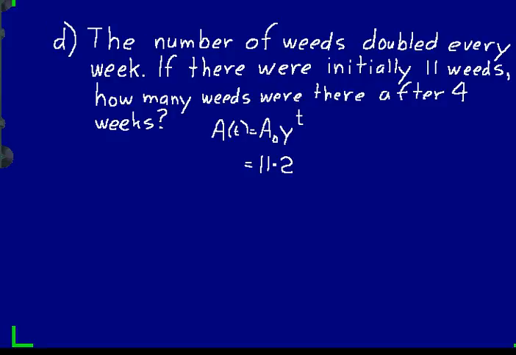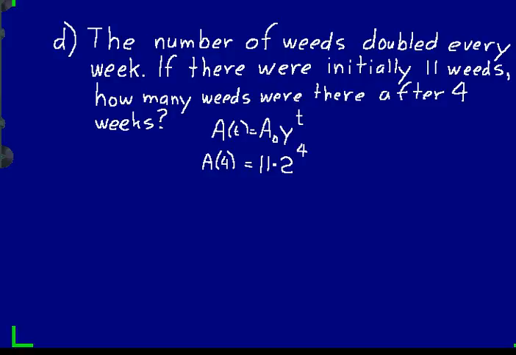Now, we want to know how many weeds there were after 4 weeks. So we're saying A of 4. And it's important that you keep your time units consistent throughout. This relationship here is discussing what's happening during a week's period of time. The weeds double every week, so we wouldn't be able to do a function here based on a daily rate, because the doubling was given to us as occurring every week. So now we would have A of 4 is equal to 11 times 2 to the 4th.